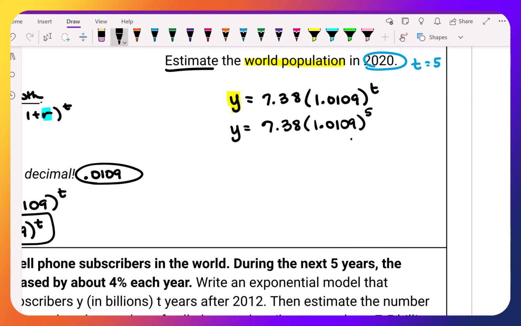So I'm going to plug in a 5 here, and then I'm just going to type that into my calculator, and I wind up with 7.79 billion. Now this is just an estimate, but it's good to use our model for estimating.